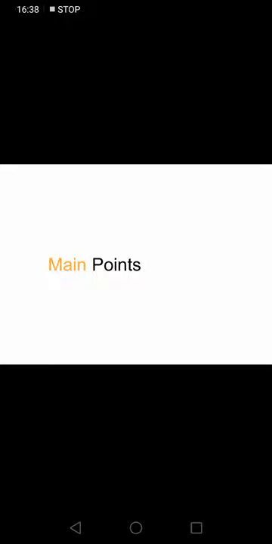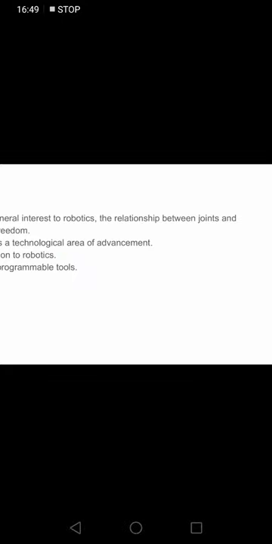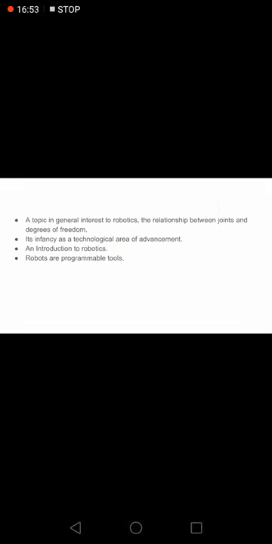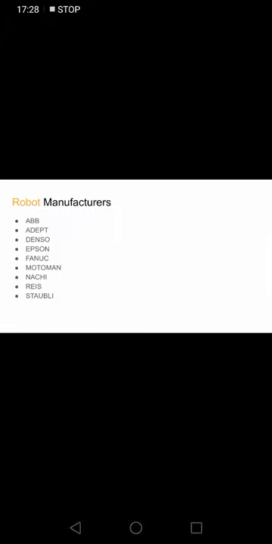Now we are on the main points. What are the main points for this live presentation? Next slide. Now the first bullet indicates a topic of general interest to robotics, the relationship between joints and degrees of freedom. The second bullet is on robotics in its infancy as a technological area of advancement. The third bullet is an introduction to robotics. The fourth point, the robots are programmable tools, is an indication for entertainment.